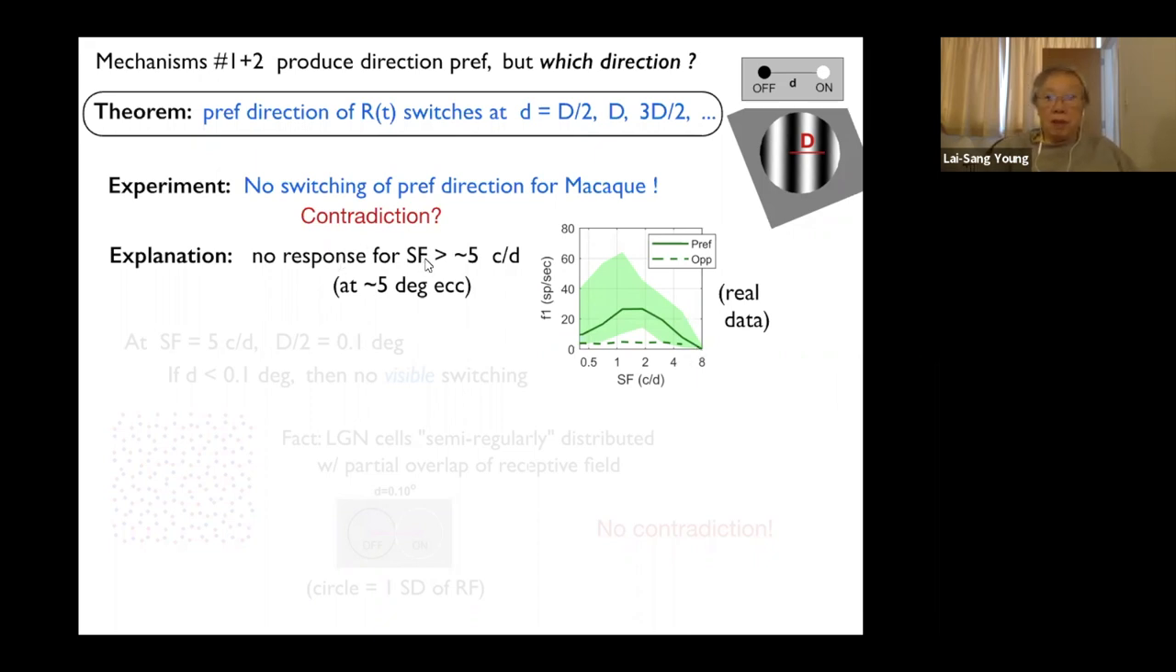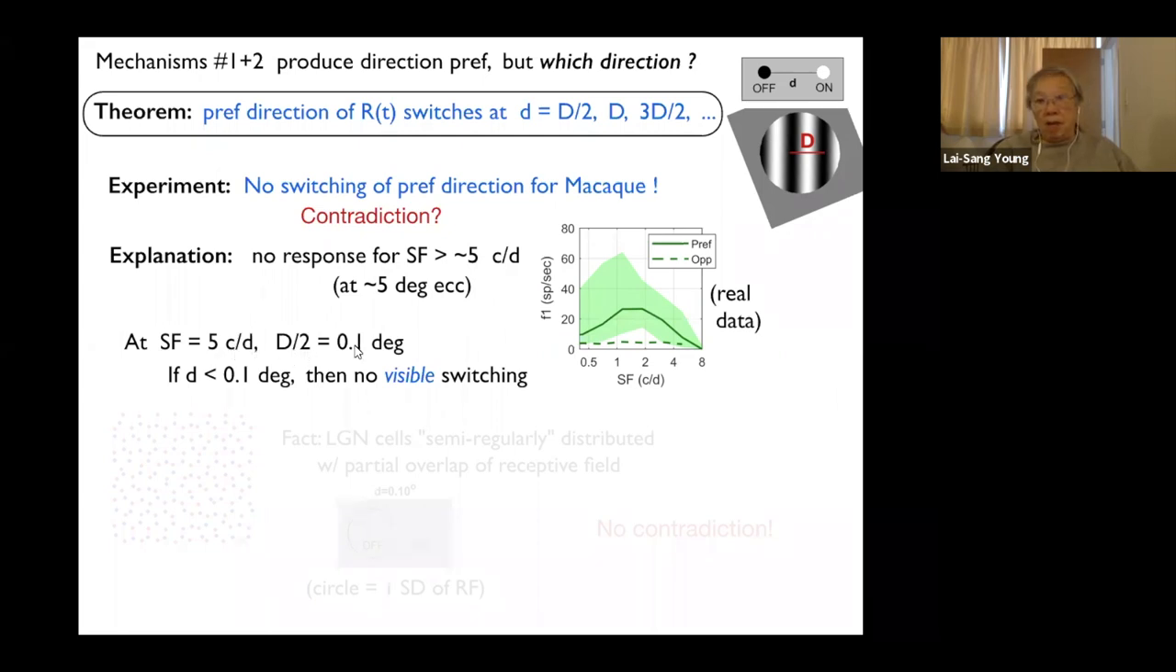And this happens at a spatial frequency of about 5 cycles per degree, which translates into big D over 2 being 0.1. So that means that little d is always less than 0.1 degree, so it's always in the range between 0 and big D over 2. In other words, it doesn't see this, so even though mathematically they're switching, there would be no visible switching. But is that so?